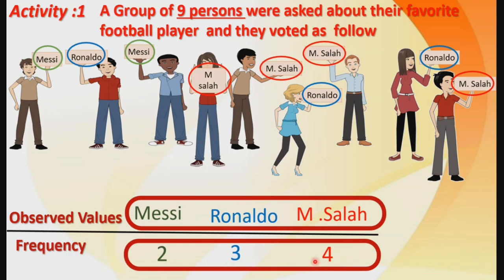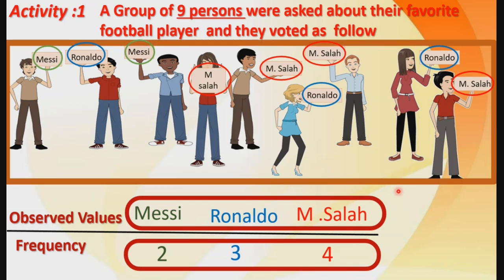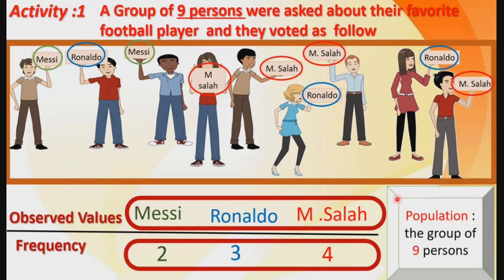value is repeated. Now we need to introduce the population. What is population? Population is the group of individuals or objects involved in the study. Based on this definition, can you tell me what is the population in this activity? The population is the group of 9 persons who are involved in this study. Good.